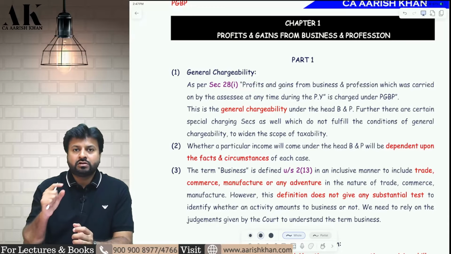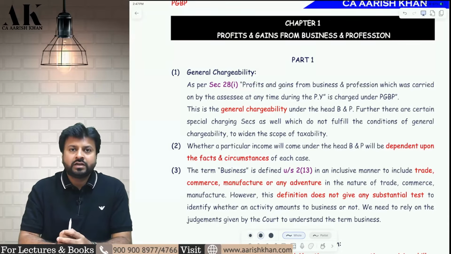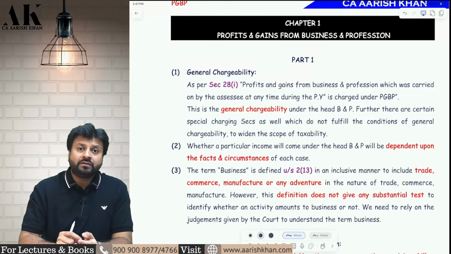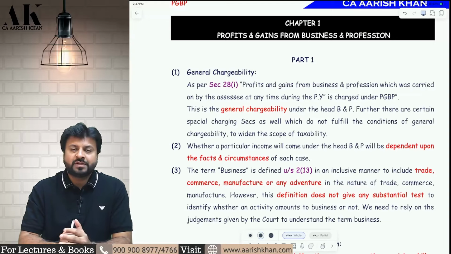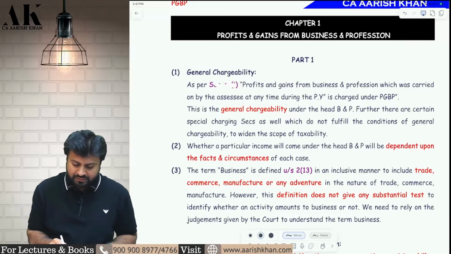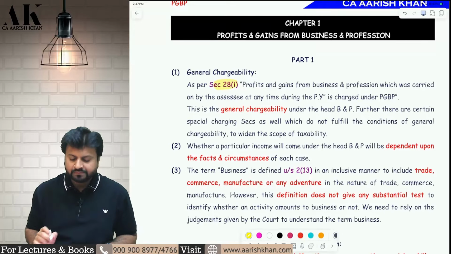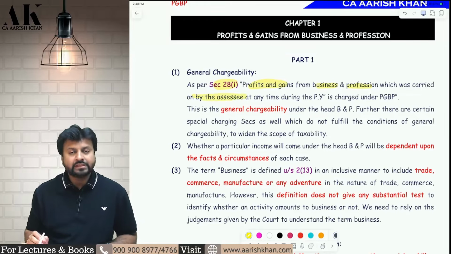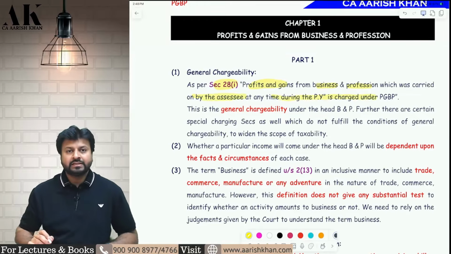The general charging section talks about certain conditions. If you fulfill those conditions, your income is covered under business and profession. The special charging section comes into picture when your case does not fall under the general charging section. If you do not get covered under the general charging section, you can go to the special charging section. Let's talk about the general charging section first, which is given under section 28 clause 1, which says that you have to earn profits and gains from business and profession, which is carried on by the assessee at any time during the previous year.